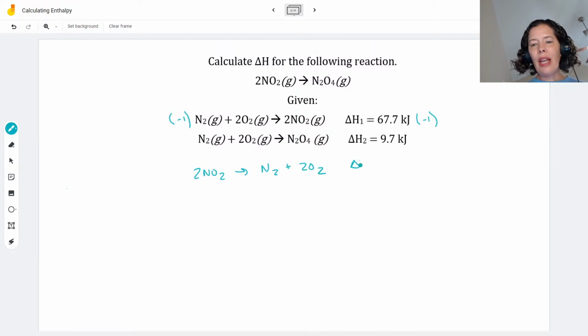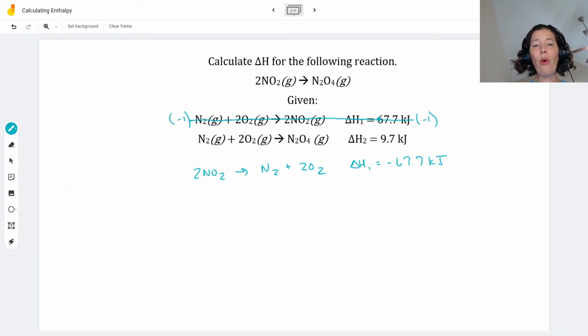And my delta H1 now becomes negative 67.7 kilojoules. And I am actually going to cross out this top reaction just as a reminder to myself not to include this delta H in my final calculations.